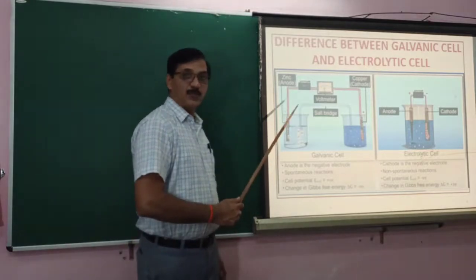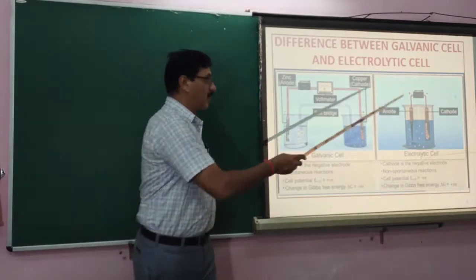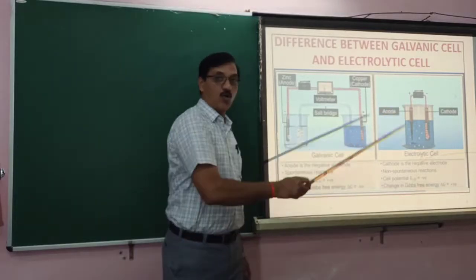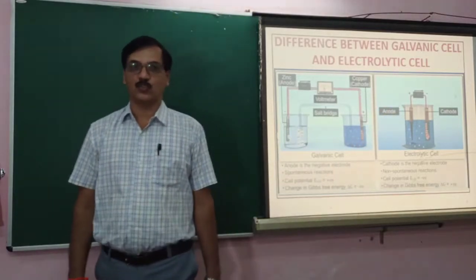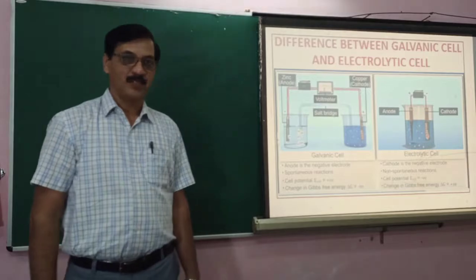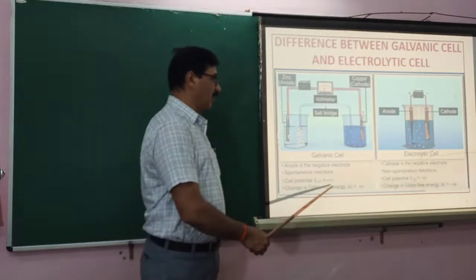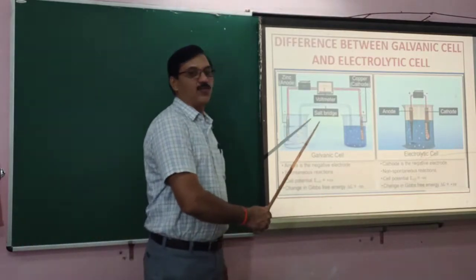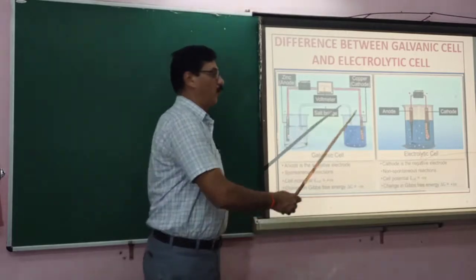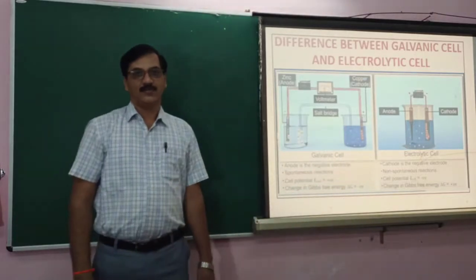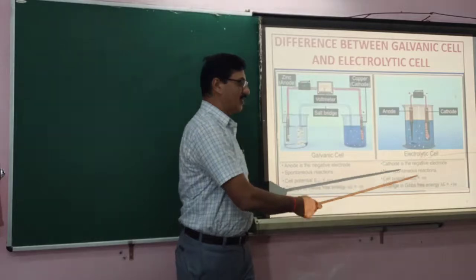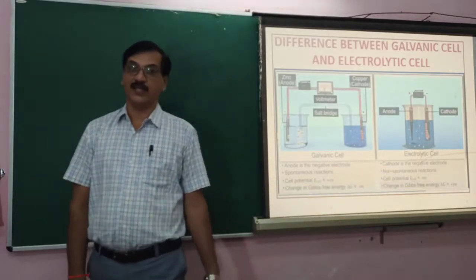The galvanic cell has a spontaneous redox reaction, but in the electrolytic cell the reaction occurs only when electricity is passed through. It is not spontaneous. The change in Gibbs free energy, delta G, is negative for a spontaneous reaction, and for these reactions delta G is positive. Energy is needed for the reaction to occur.